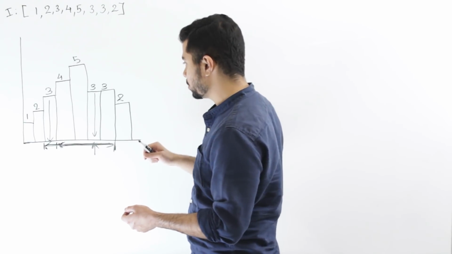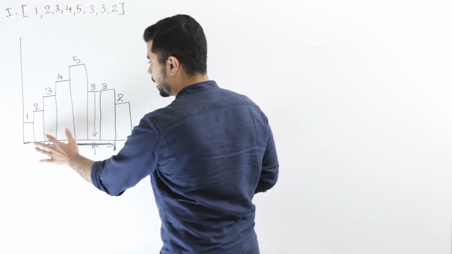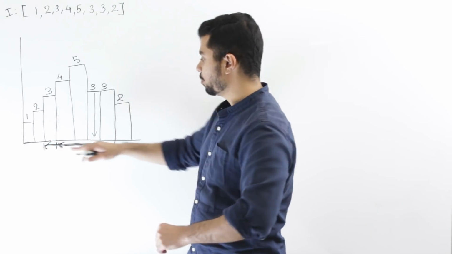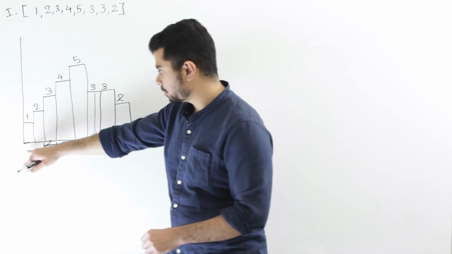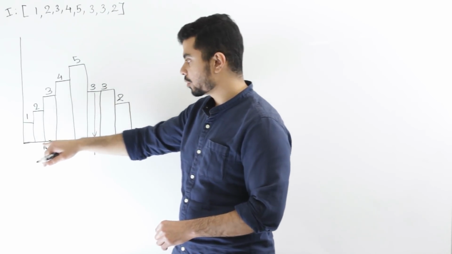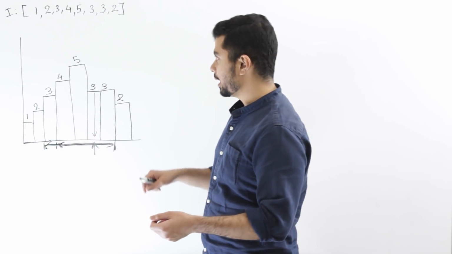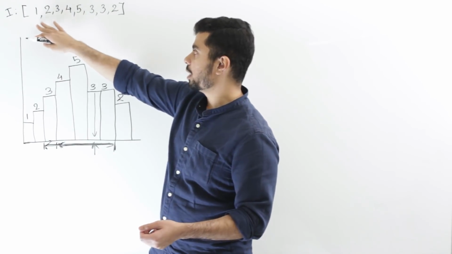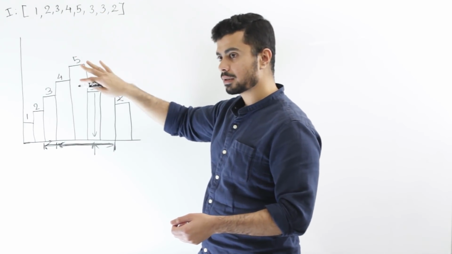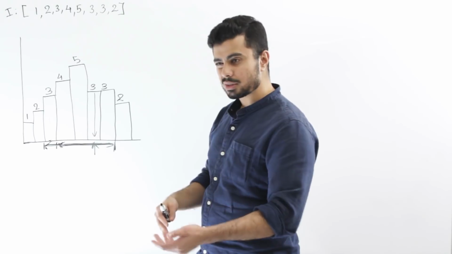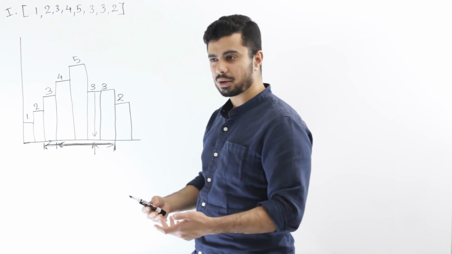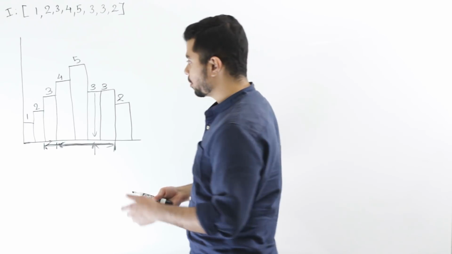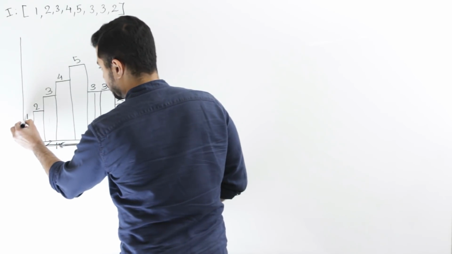So let's see how we can do it in a better fashion. Now let's say I am iterating through this histogram. I start from index 1. So my goal is that I don't want to iterate through the entire array for every single index. I just want to iterate through it once, and perhaps store some values that I would deem are necessary.